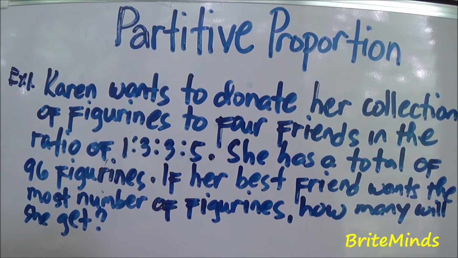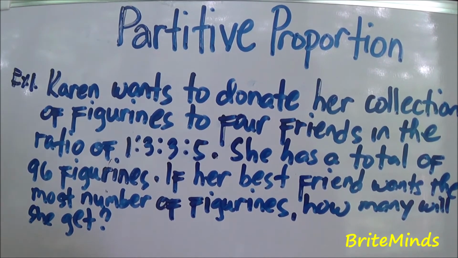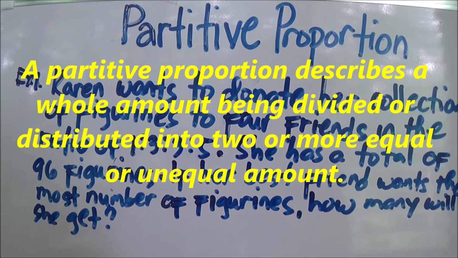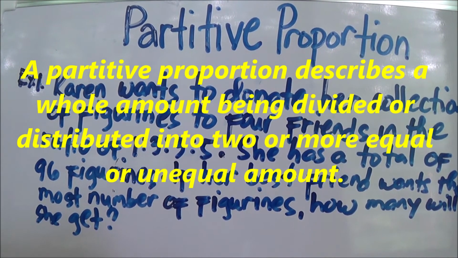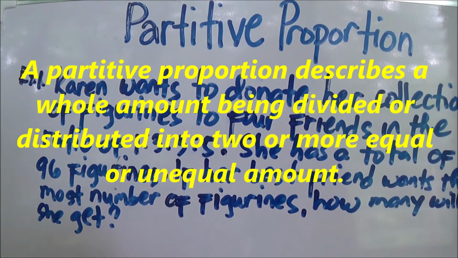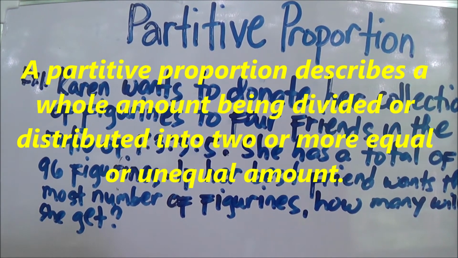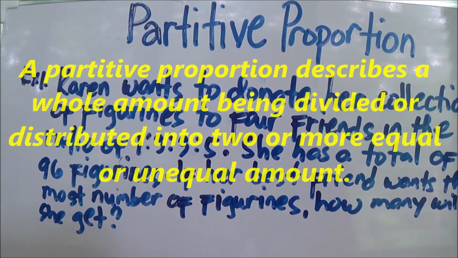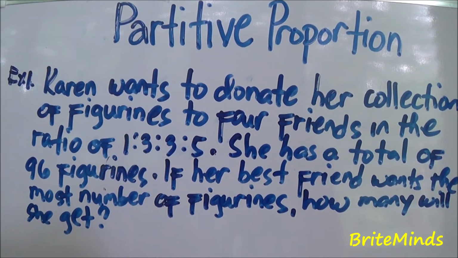We go to the third type of proportion, which is the partitive proportion. A partitive proportion is when a whole is partitioned into unequal ratios, or let's say when a whole is divided into more than two parts equally or in unequal ratio. So this is the concept of partitive proportion.